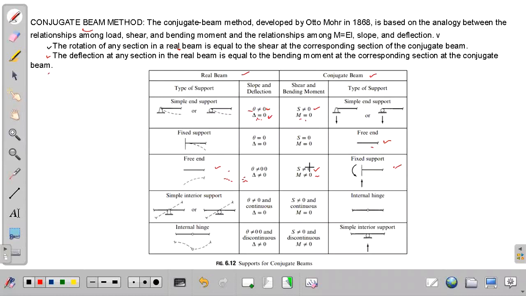Okay? If you have now a simple interior support, your conjugate beam will now be an internal hinge. Okay? So for interior support, we have a slope there, but our deflection is equal to 0. Okay? So you need to solve for the shear in that internal hinge. And for the moment, this is equal to 0 because we don't have a deflection in interior support. Okay? And if you have an internal hinge for your real beam, your conjugate beam will now be a simple interior support. Okay? So you have to draw your conjugate beam based on your real beam. And you need to solve for the shear and moment in the conjugate beam to solve for the slope and deflection of your real beam.